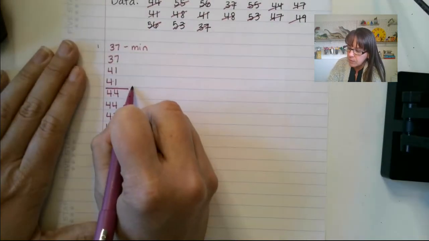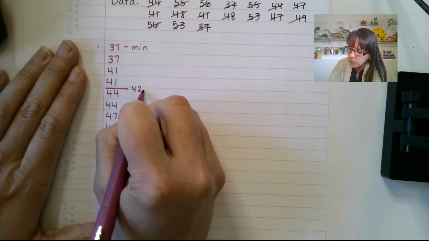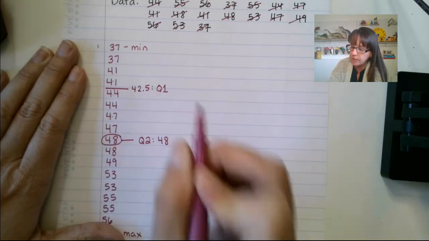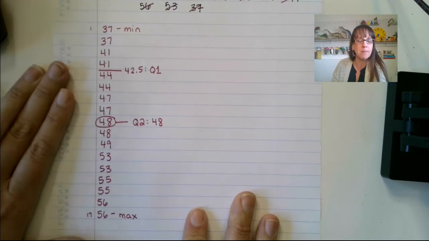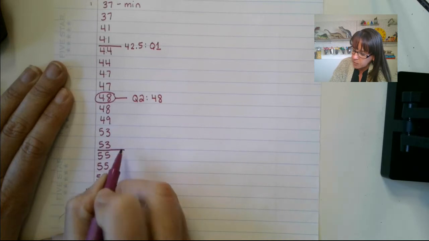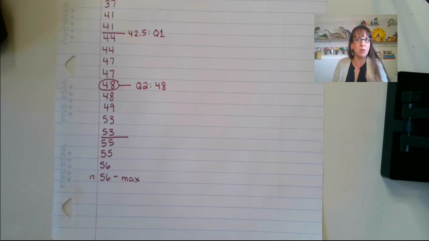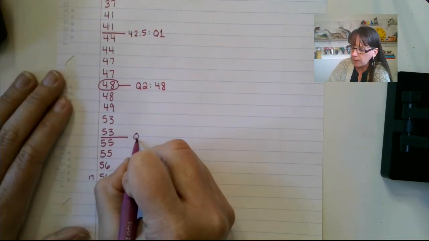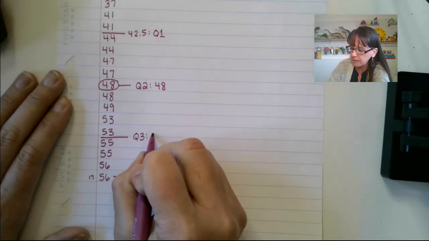So right in between 41 and 44 is 42.5. Folks, this is called your Q1, your first quartile. Okay, then we're going to do the same down here. We have 8 here, so we're going to say 1, 2, 3, 4, and we're going to go right in between here. Now this one's kind of easy. What comes exactly in the middle of 53 and 55? That would be 54. So our Q3 is 54.